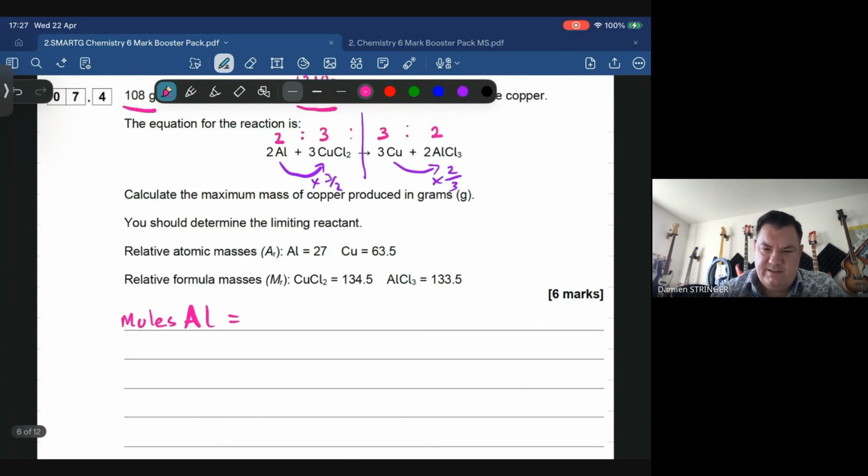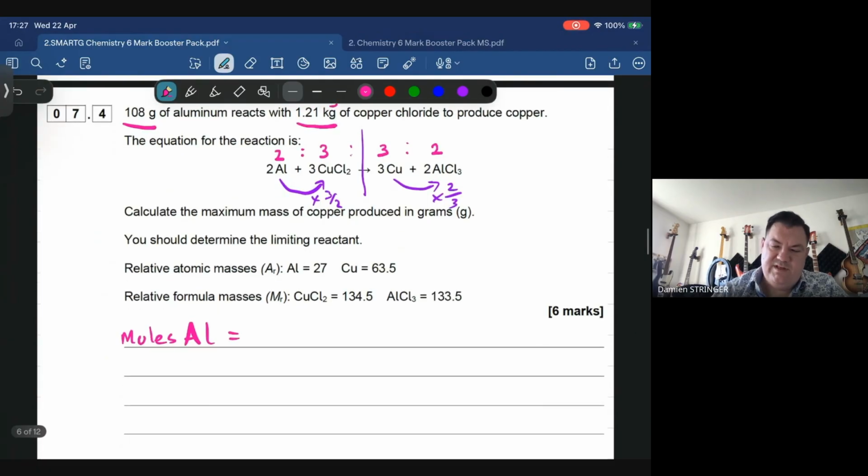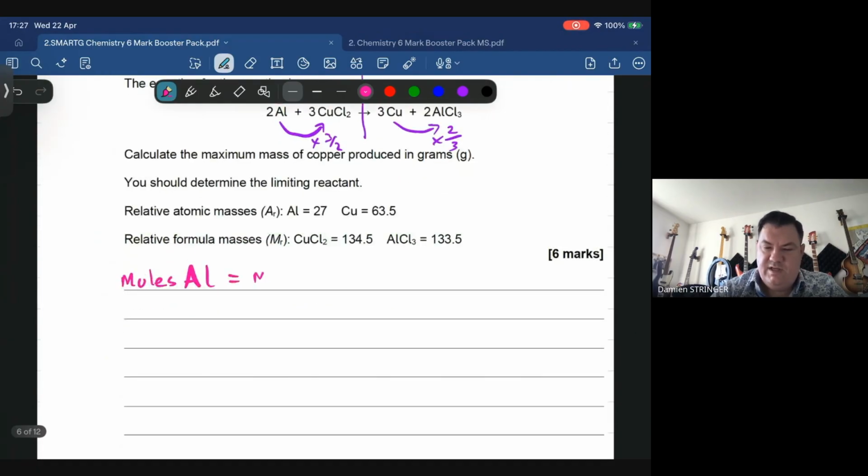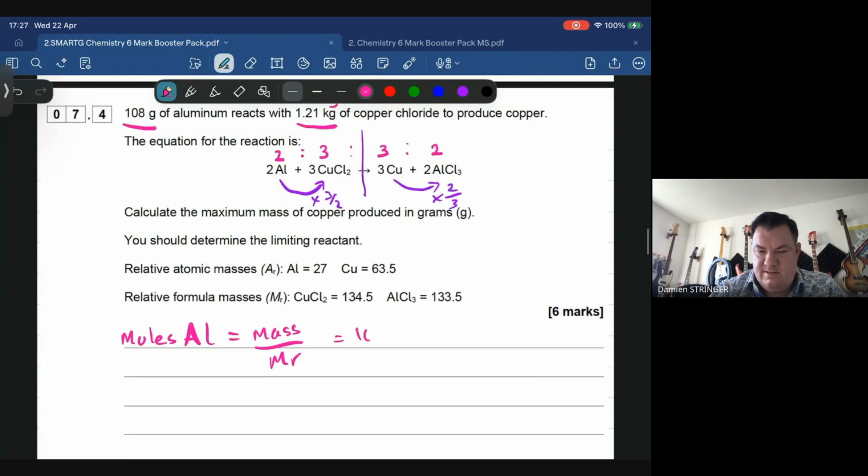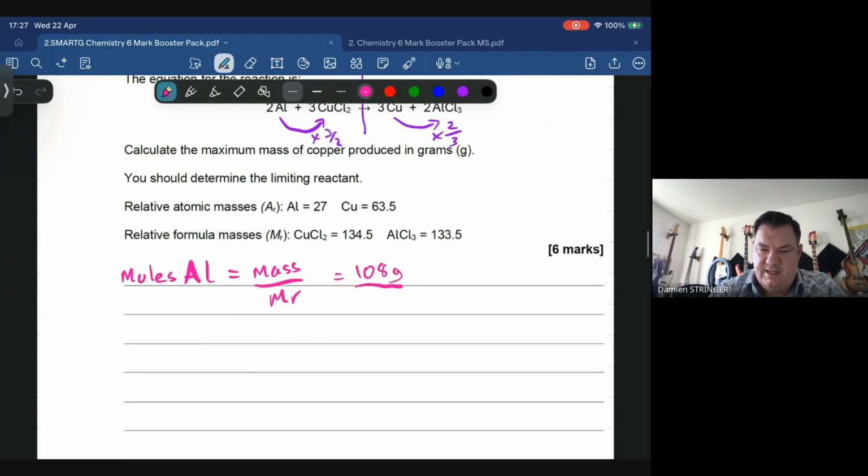So the moles of Al, we have got 108 grams of it. So it's using the equation mass over MR. So it's 108 grams divided by 27 grams per mole. What that means is if you've got 27 grams, you've got 1 mole. So if you've got your calculator with you now, work that out. I will be doing the same.